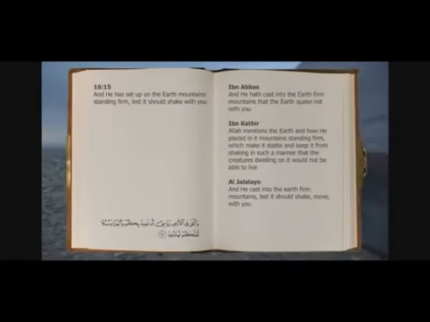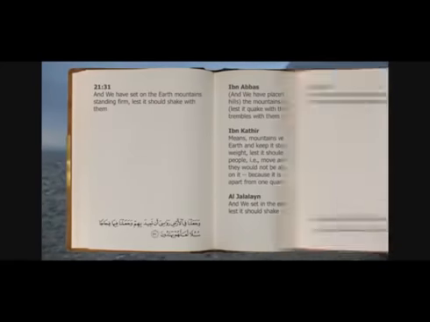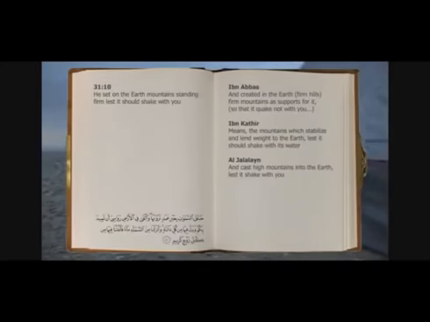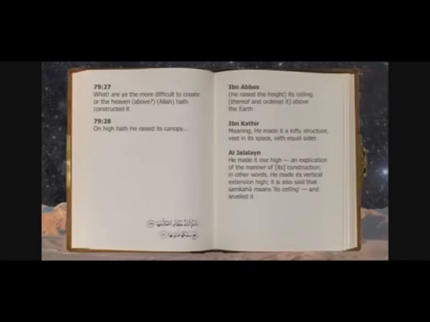16:15, and he has set up on the earth mountains standing firm, lest it should shake with you. 21:31, and we have set on the earth mountains standing firm, lest it should shake with them. 31:10, he set on the earth mountains standing firm, lest it should shake with you. 88:18, and the sky, how it is raised high. 79:27-28, the heaven, on high hath he raised its canopy.